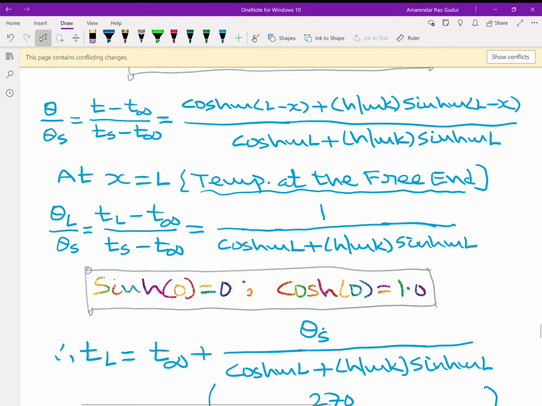Then at x equal to L, the temperature at the free end, theta L by theta s, that is TL minus T infinity by Ts minus T infinity, is equal to 1 by cosh mL plus h by mk sinh mL.